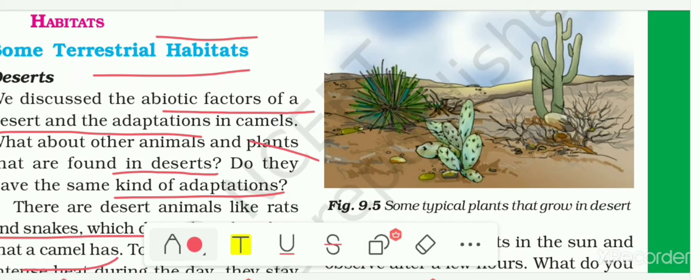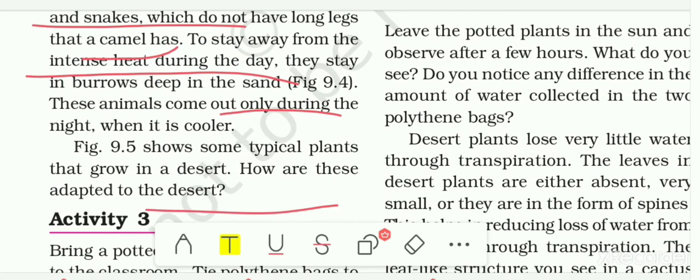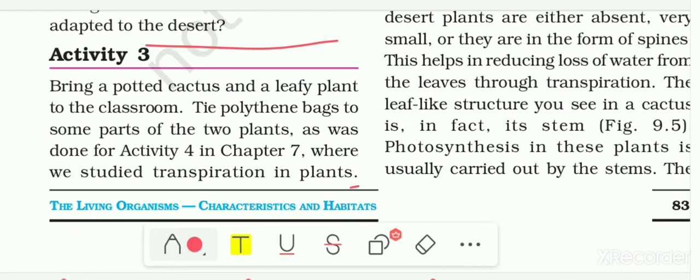Here one activity is given to you to find how these plants of the desert adapted themselves to the different conditions of the deserts. Activity number 3 is given to you. For that you have to bring a potted cactus and a leafy plant to the classroom. You can perform this activity at your home also, if you have a potted cactus plant and a leafy plant.